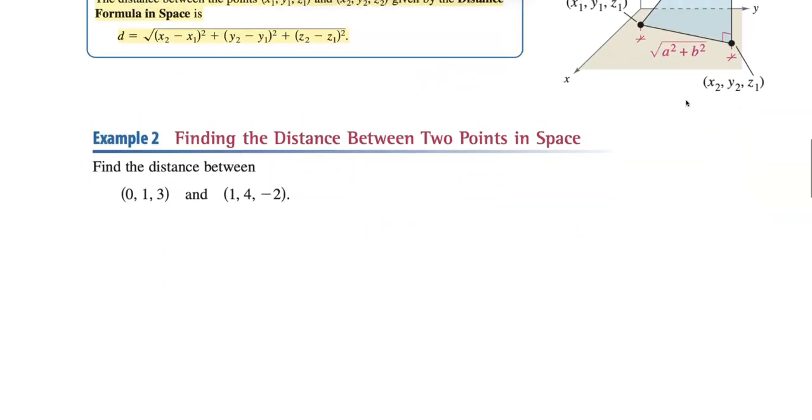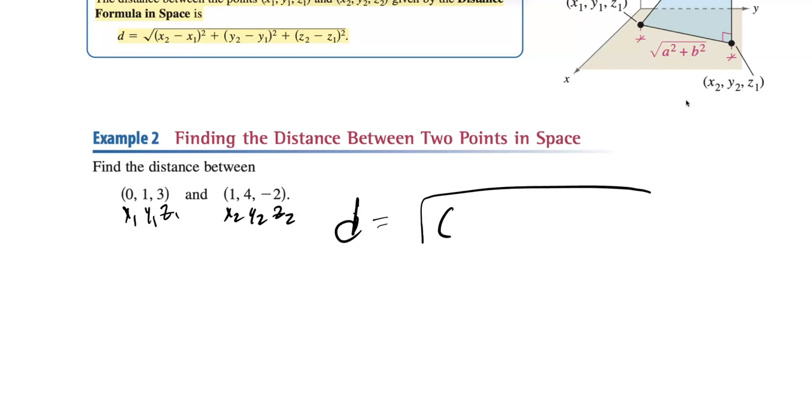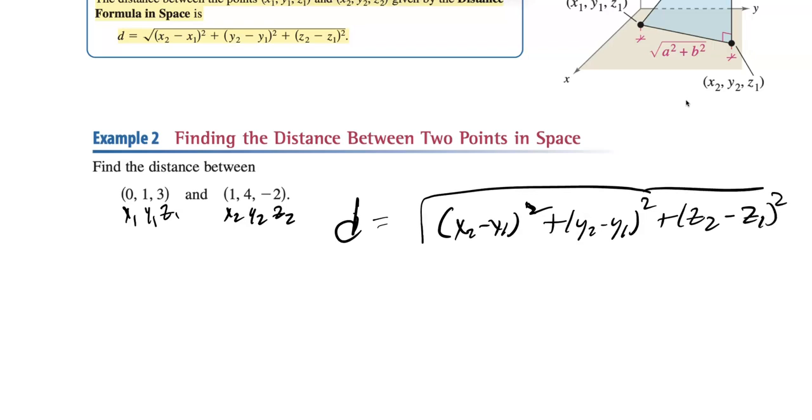So if I was doing this problem here, I want to know the distance: x1, x2, y1, y2, z1, z2. The distance formula is just going to be the square root of x2 minus x1 squared, plus y2 minus y1 squared, plus z2 minus z1 squared. Then we type those all in.